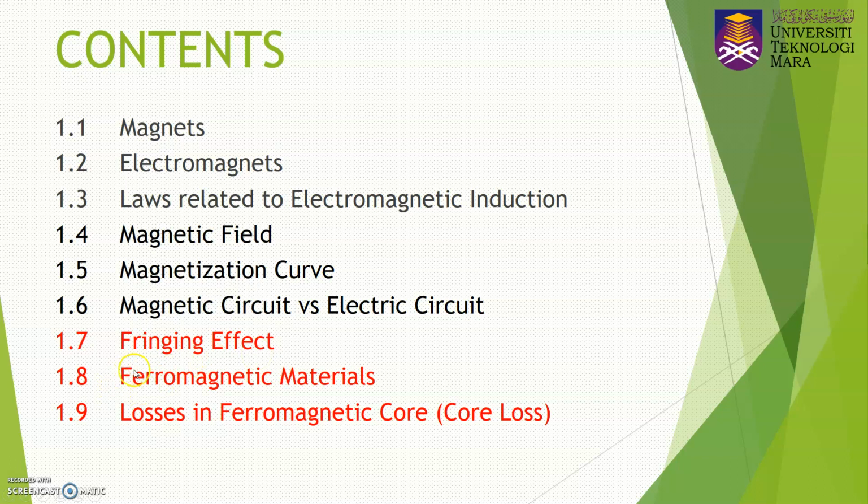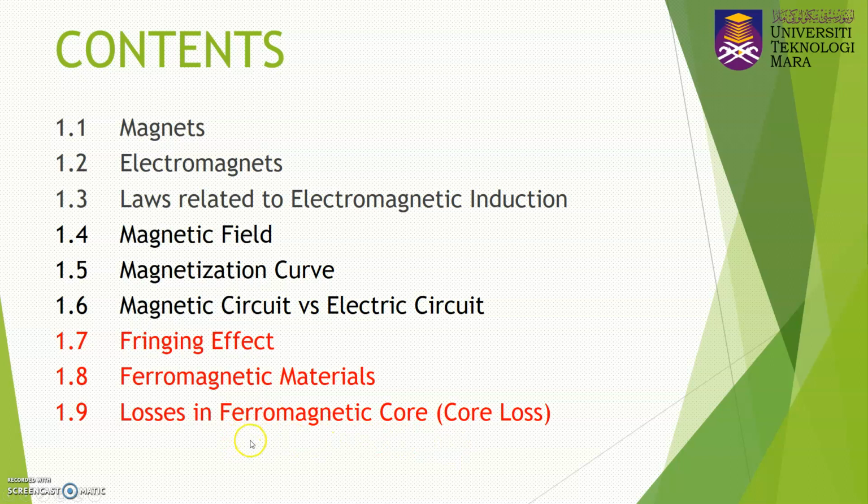After that, we are going to see the different categories of magnetic materials, including the ferromagnetic materials. What makes ferromagnetic materials different from others? And finally, we are going to see the types of losses in the ferromagnetic core. Basically, there are two different losses that we are going to learn. The first one is the eddy current losses, and the second one is the hysteresis losses.